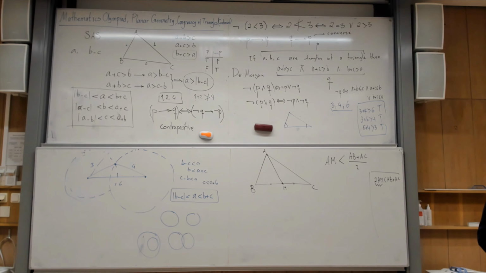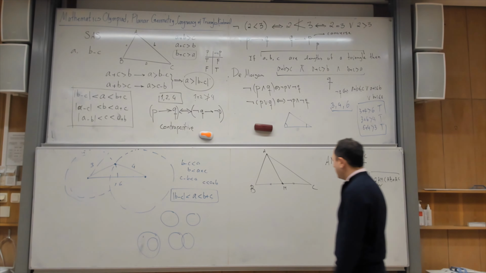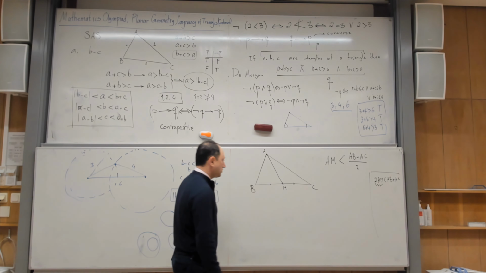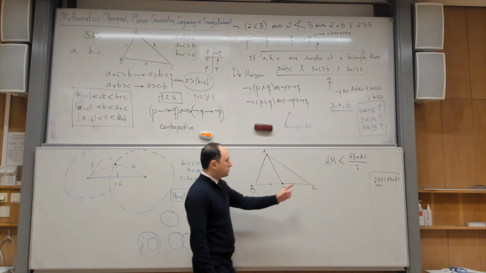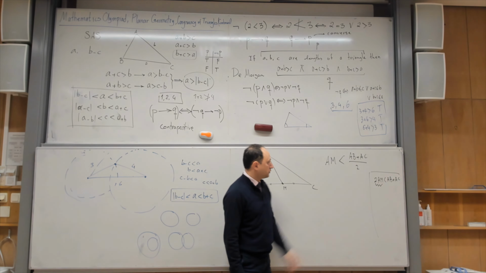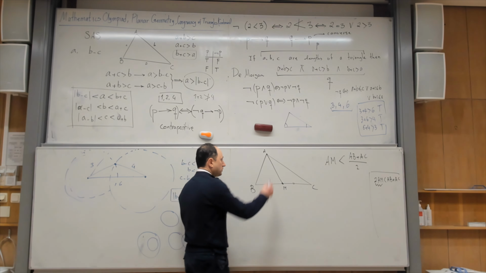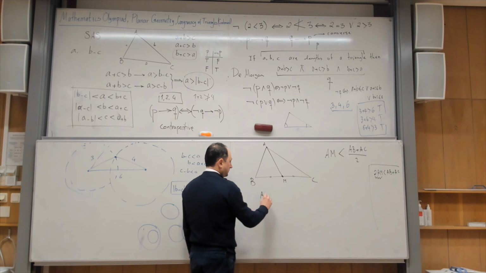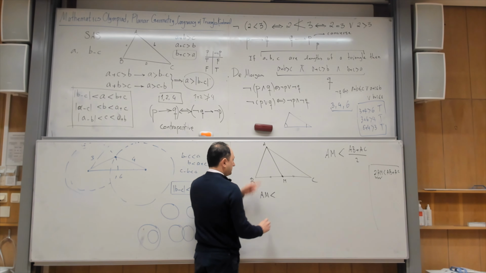So what are those triangles? ABM and AMC. Okay, I will try to write the triangle inequality, and I try to respect the direction of this inequality. This is smaller than 1, so smaller. So I would write AM, for example, is smaller than what?